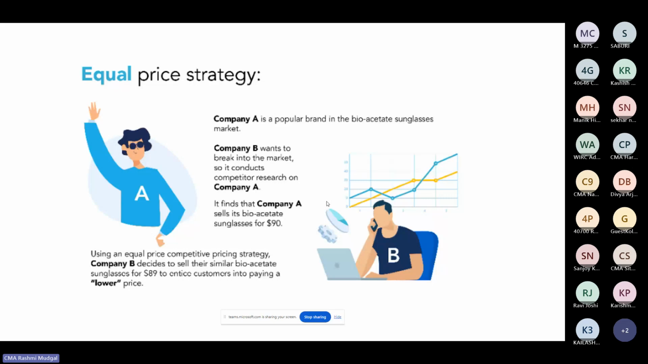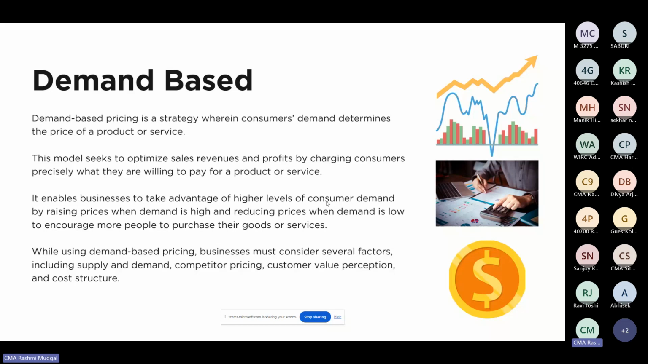So we feel like we are getting the same product at the same price with somewhat less pollution and everything. So we will move to the second product even though we are satisfied with the first product also. Okay, so that was the equal price strategy. Now we come to the demand based strategy.